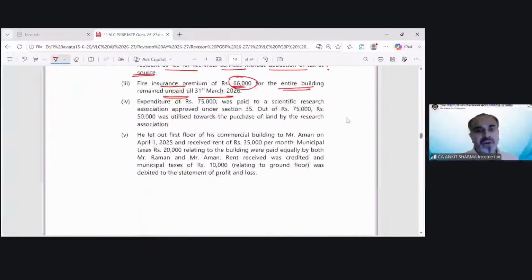Moving on to point number 4. Expenditure of rupees 75,000 was paid to a scientific research association approved under section 35, out of which 50,000 was utilized towards the purchase of land by the research association. So what should be the treatment of this expenditure, students? Whether it should be allowed, disallowed, or partially allowed.